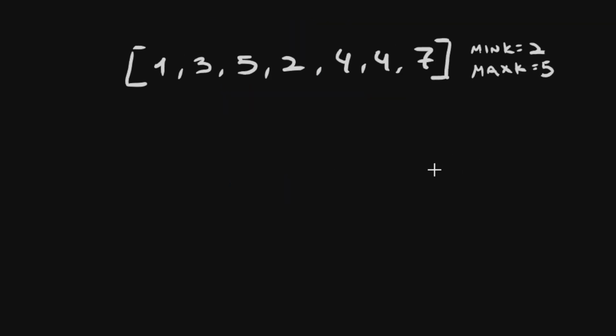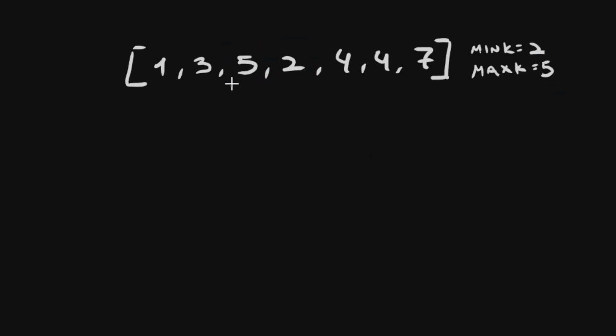Well, the first observation we need to make here is that we have some values that are out of bounds, meaning they are smaller than min k or bigger than max k. For example, 7 is bigger than max k and 1 is smaller than min k. So we know that these two values will never be part of any valid subarray. We also know that for a subarray to be valid, it must include 5 as a maximum and 2 as a minimum. So these two values are also very important.